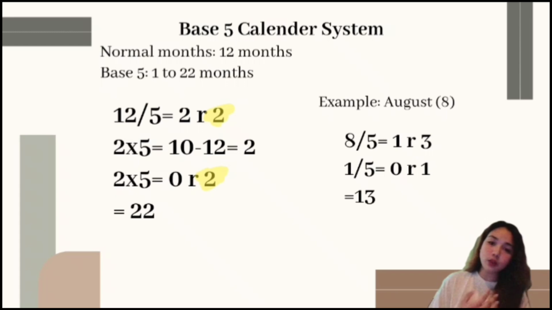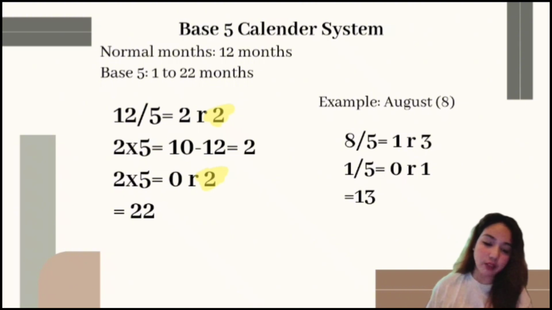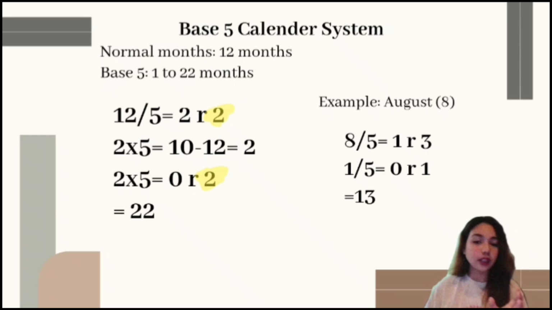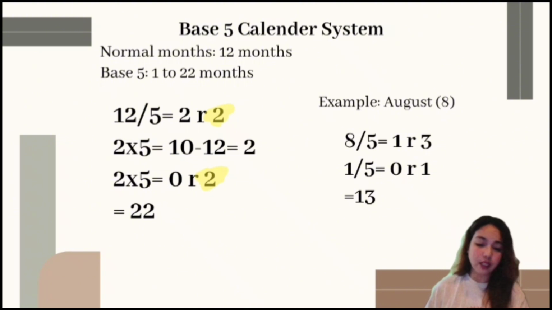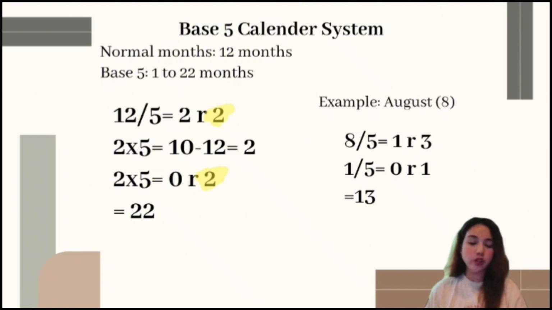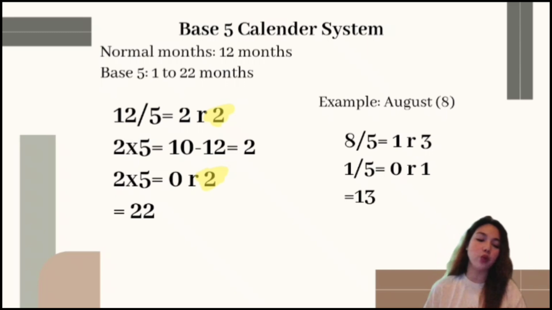Here's an example. Let's see how about August. August is 8 in our months. So 8 divided by 5 is equals to 1, remainder 3, because 5 times 1 is equals 5, minus 8 is equals to 3. That's how we will get the remainder. And let's use the 1 from the division. So 1 divided by 5 cannot be, so we will use the number 1 again as the remainder, so we can read it out loud. So 1 and 3 from the remainders will be 13. So August, or 8, will be 13 in months of the base 5 calendar system.